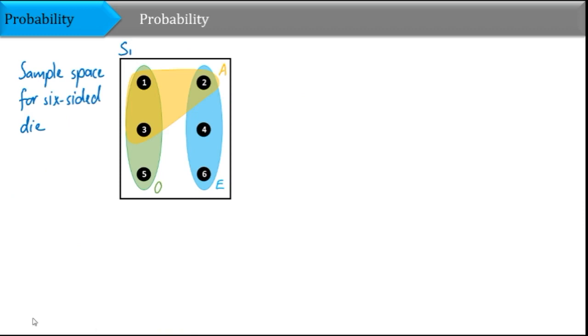Right, let's consider the example on rolling a six-sided die. So we have our sample space, which consists of the outcomes 1 up to 6. And on here I've defined 3 events. Event O will be the event of odd numbers, 1, 3, and 5. Event A will be the event of the first 3 numbers, 1, 2, and 3. And event E will be the event of even numbers, 2, 4, and 6.